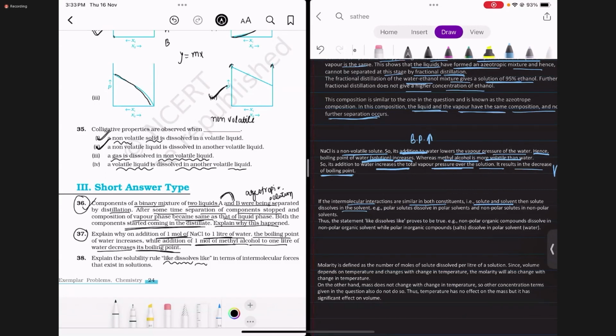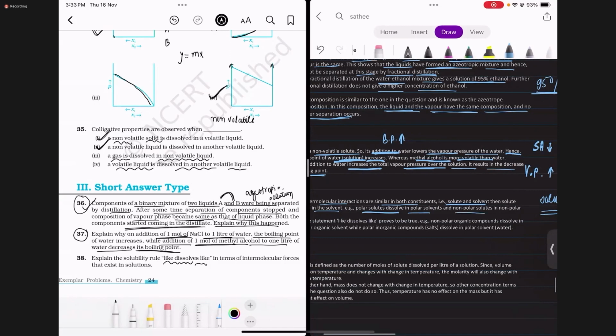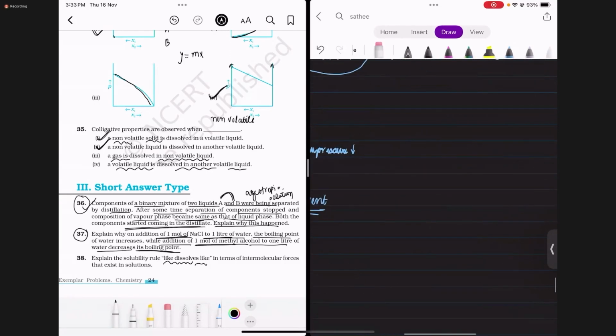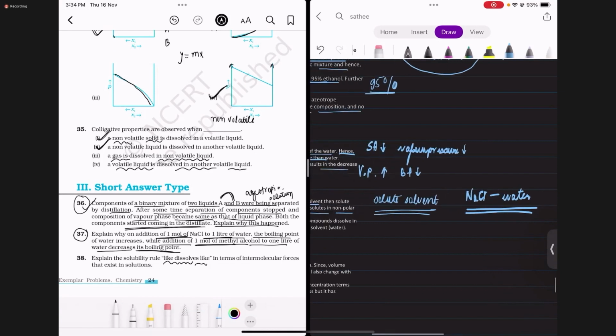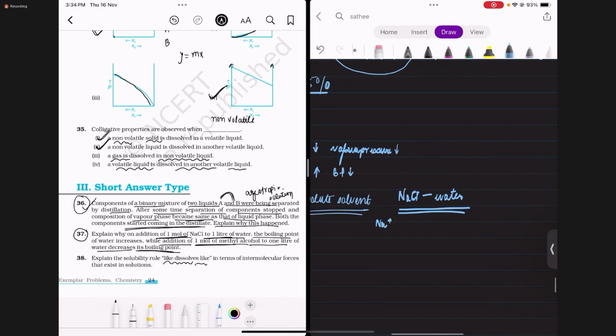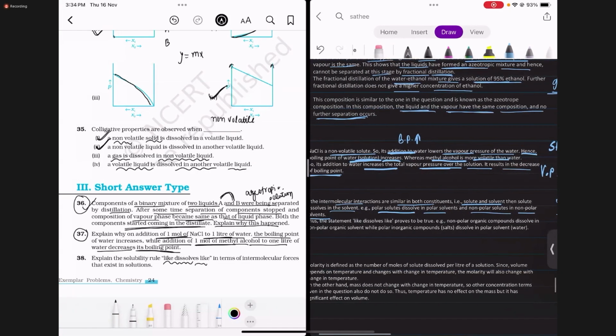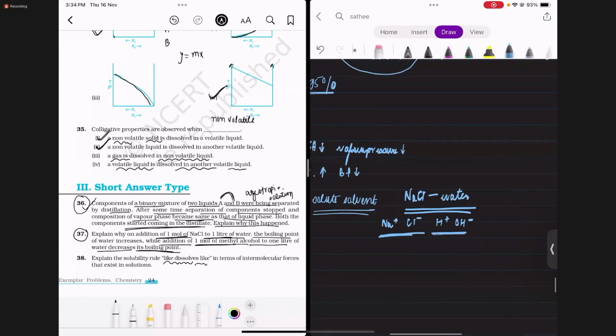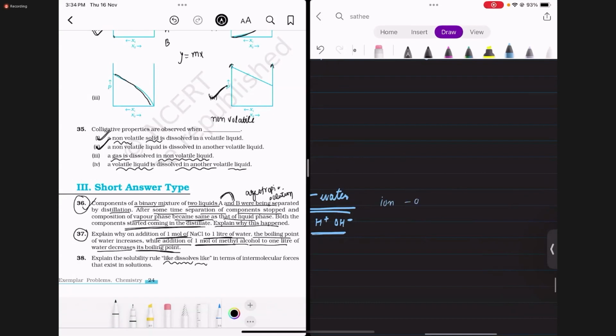Like for example, the polar solutes dissolve in polar solvents and non-polar solutes dissolve in non-polar solvent. यानी कि अगर हम एक polar solute ले लें, that is for example NaCl, तो NaCl हमारा water में dissolve करता है. NaCl will dissociate into Na plus and Cl minus, and water dissociates into H plus and OH minus. So they are similar. They have similar intermolecular forces. They separate into ions. So like will dissolve like. यानी कि एक ion ऑर्गेनिक solvent में dissolve नहीं करेगा, but एक organic solute organic solvent में dissolve कर जाएगा, because the intermolecular forces between the solute and solvent are similar.